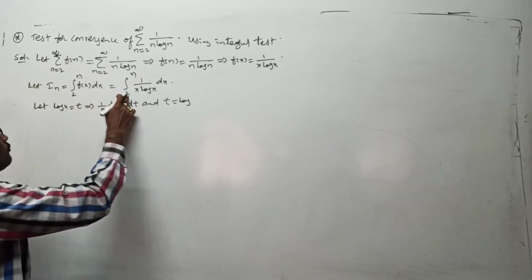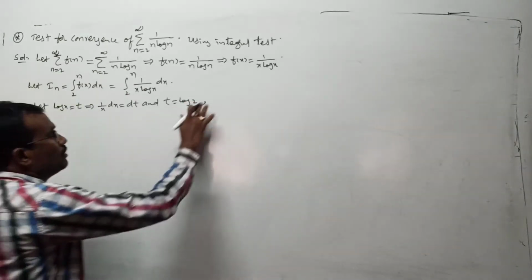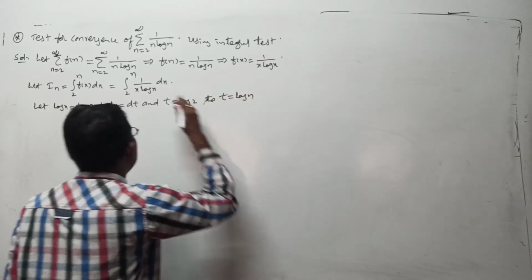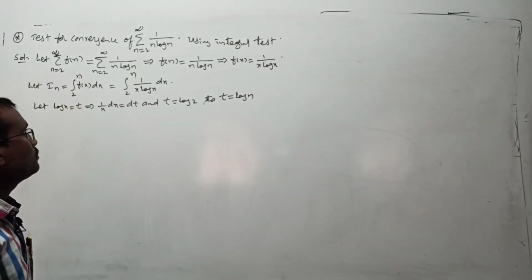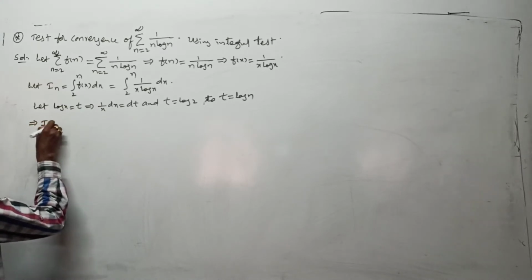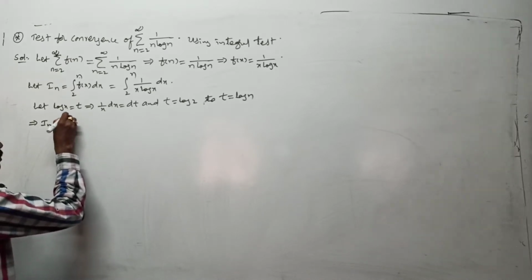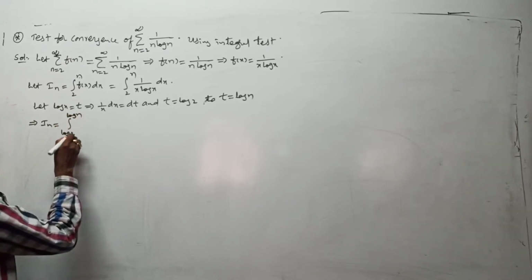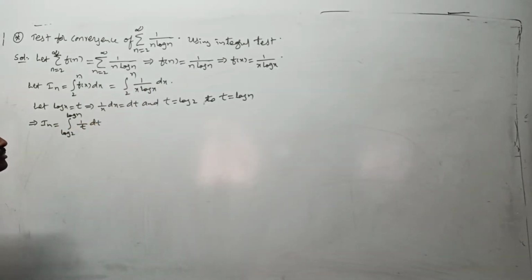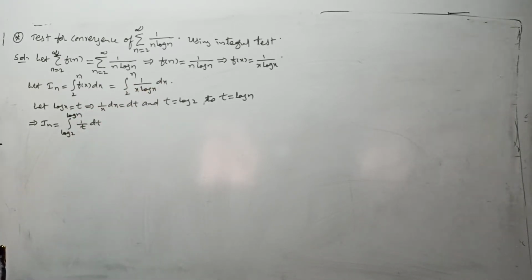If x equal to 2, t is what? Log 2, and t is equal to log n. Any problem? If x equal to n, t is what? Log n. Just use all these things in the above relation. This implies I n is equal to integral log 2 to log n, 1 by x dx is dt, so that it is 1 by t dt. Any problem is there? Log x is t, 1 by t, 1 by x dx is dt, right?